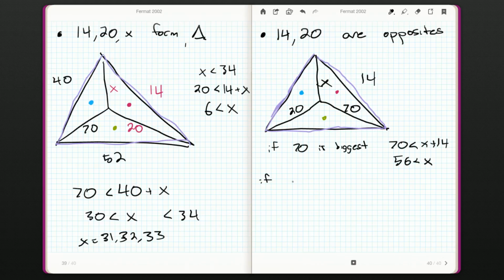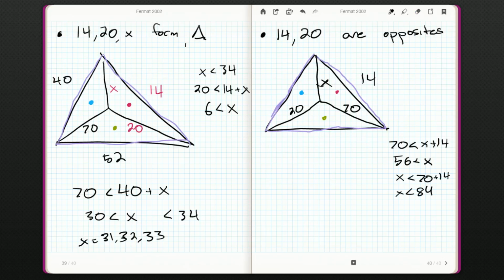And if x is the biggest, then we'll also have x must be less than 70 plus 14. So x is going to be less than 84. It actually doesn't matter who's the biggest, really. These are all just inequalities you get from being triangles. So right now we know x can be between 56 and 84. That's quite a range. Let's see if we can narrow it down.